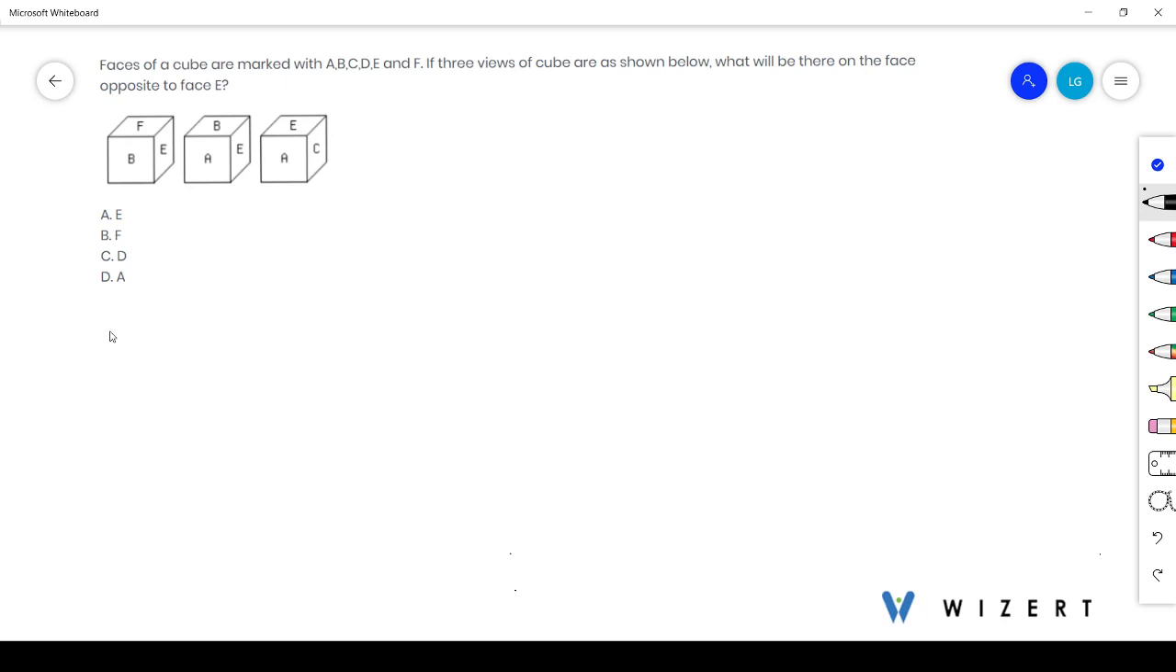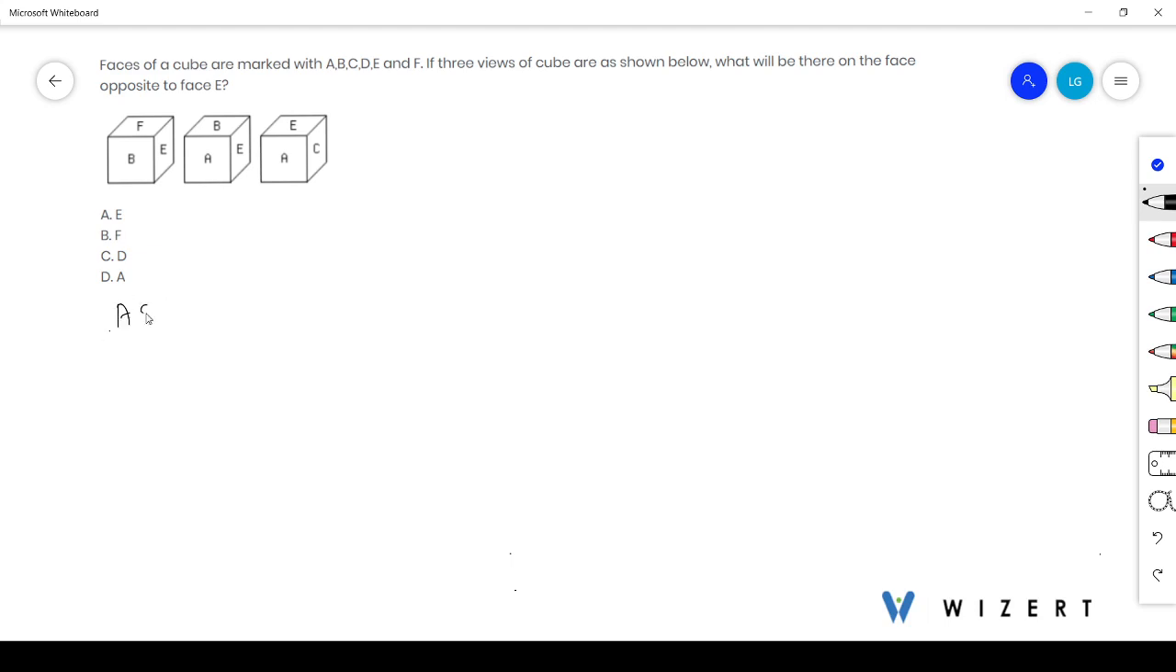Our question is, faces of a cube are marked with A, B, C, D, E and F. If three views of the cube are as shown below, what will be there on the face opposite to face E?